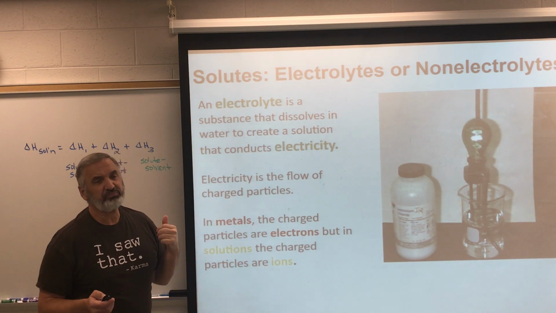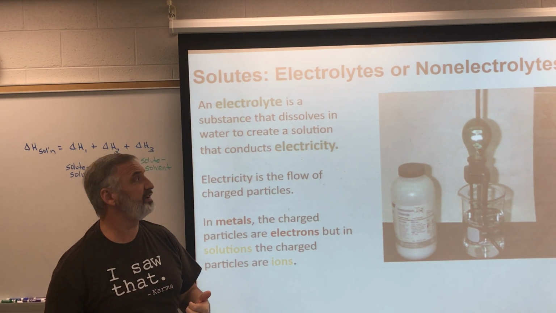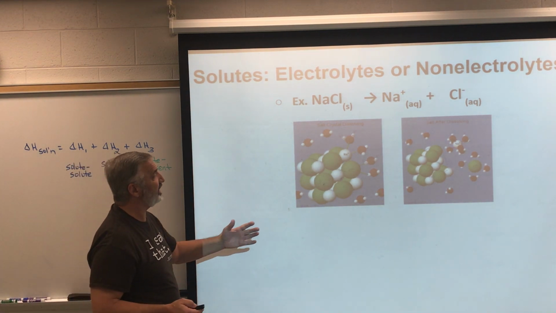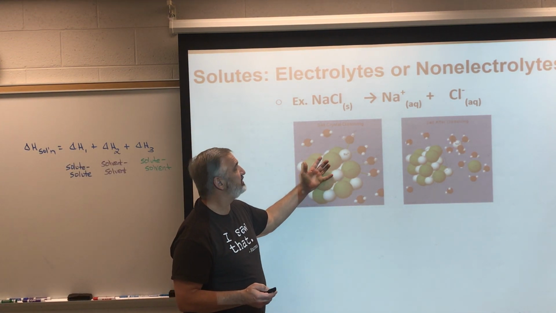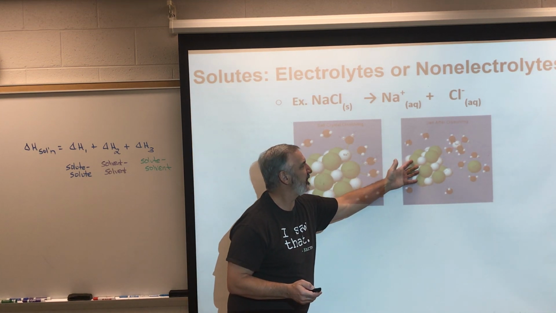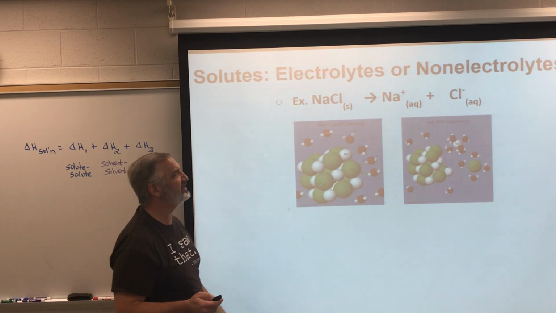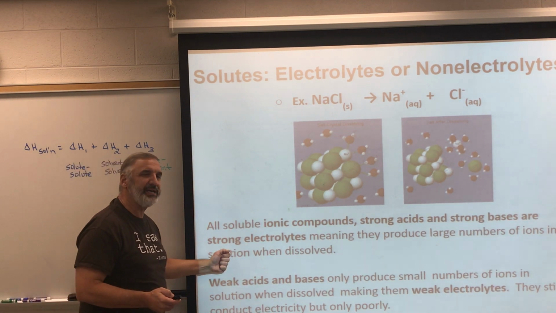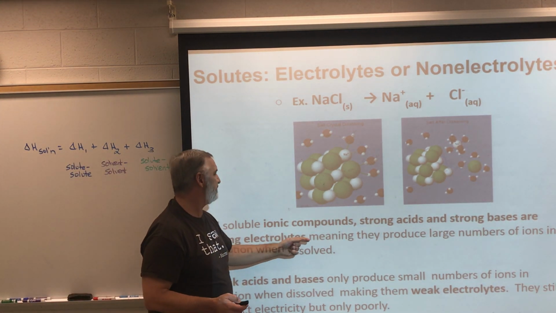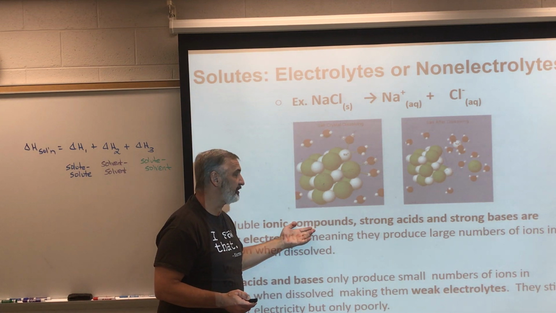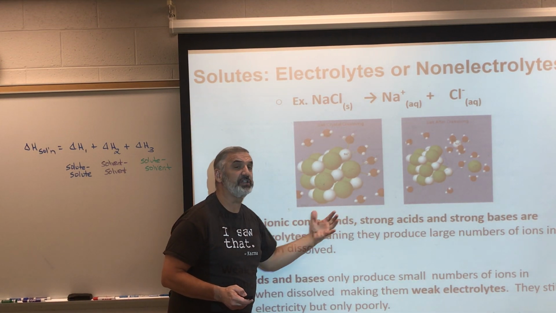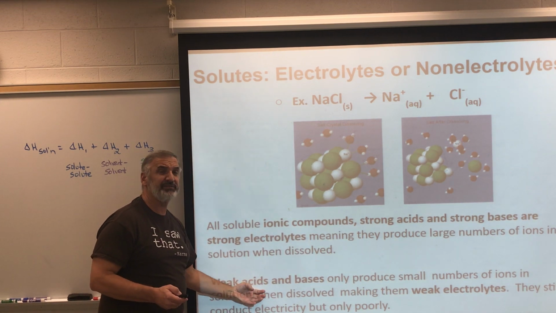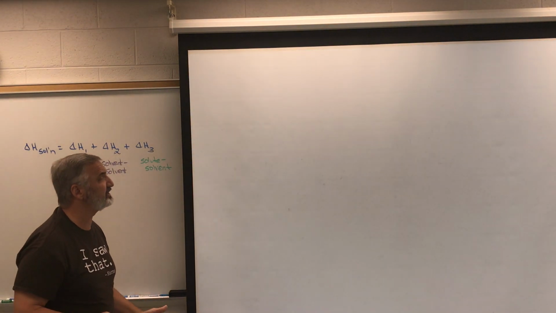So there are two ways in which solutes dissolve. They either dissolve as an electrolyte or as a non-electrolyte. Electrolytes, by definition, dissolve as ions. We talked a lot about how they dissolve as ions, and there are three types of electrolytes: ionic compounds, which we call salts, a strong acid, and a strong base. Those are your strong electrolytes. A weak acid or weak base will still be electrolytes, but they're not going to have as many ions, so we're going to call it a weak electrolyte.